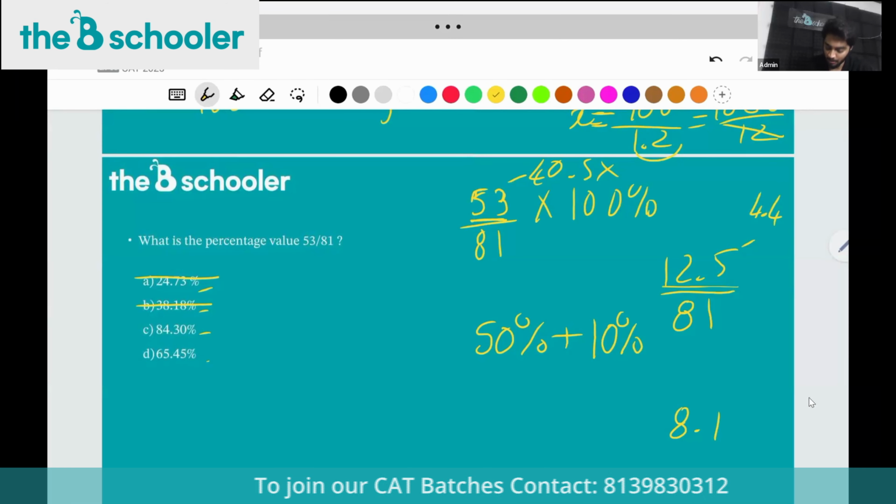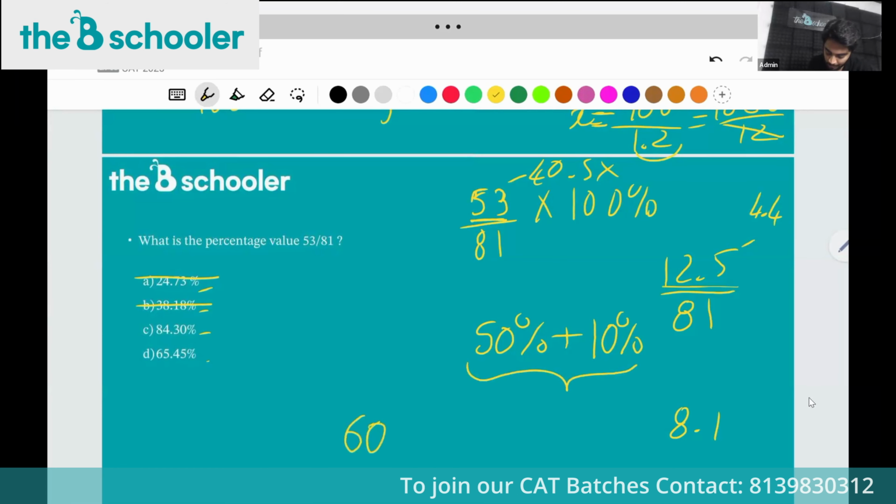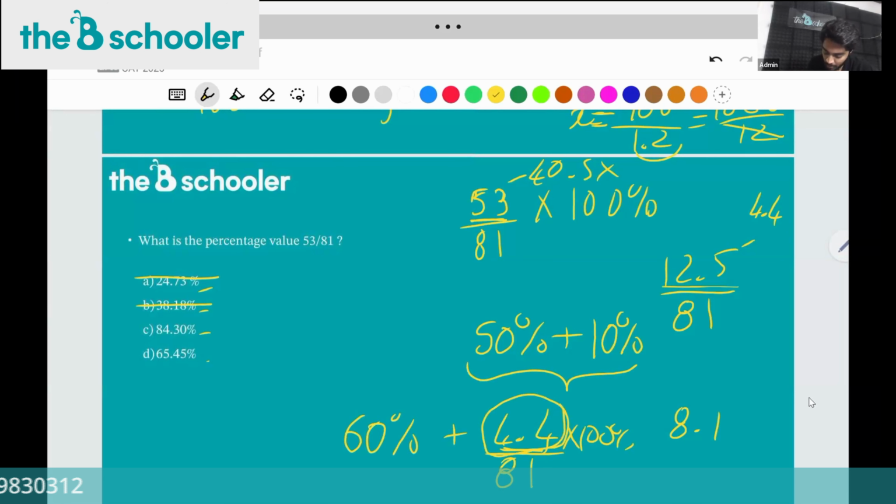Okay, clear? But by now, you know that your answer is definitely going to be above 60%. Clear? And it is 60% plus 4.4 by 81 into 100%. Again, if you see 4.4, you know that 10% of 81 is 8.1. But do you have 8.1 in this? No, there is only 4.4. That means your answer is going to be between 60% and 70%. Clear?